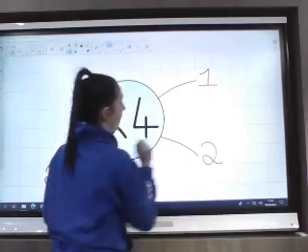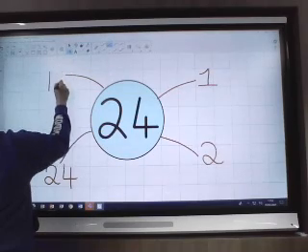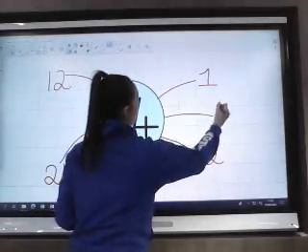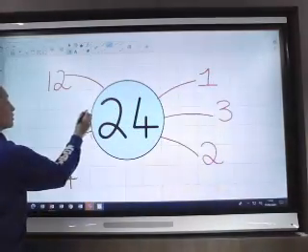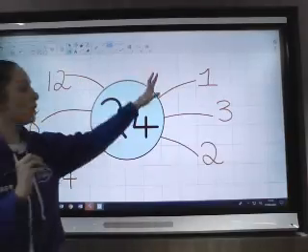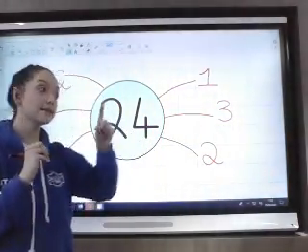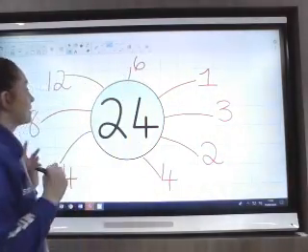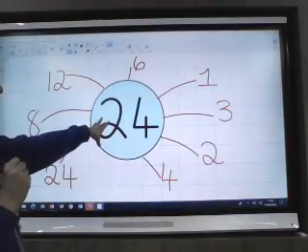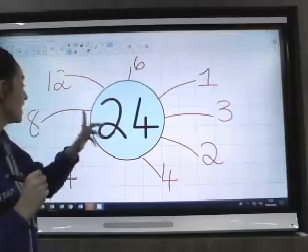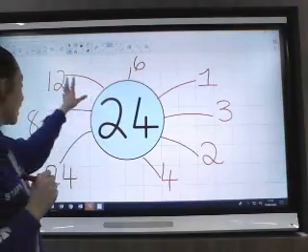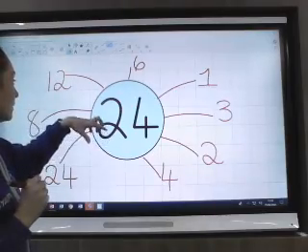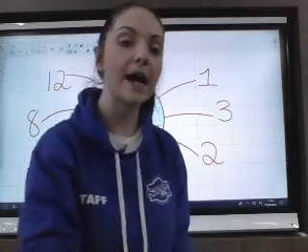2 and 12 are factors, aren't they? Let's have a think. 3 and 8. So I'm going up here. I've done 1, 2, 3. So I'm making sure I don't miss any. Okay, so I've done 1, 2, 3, 4, and 6. 5 doesn't go into 24. 6 I've already done. 7 doesn't go into 24. 8 I've already done. 9 doesn't go into 24. 10 doesn't. Okay, I think we're done. They're all of our factors of 24.